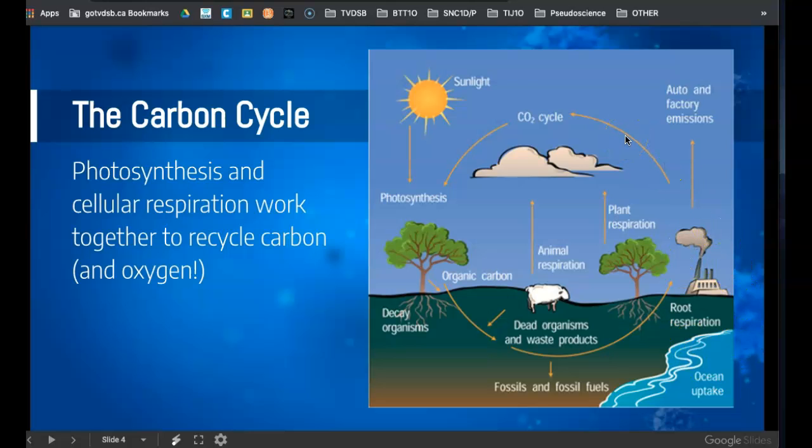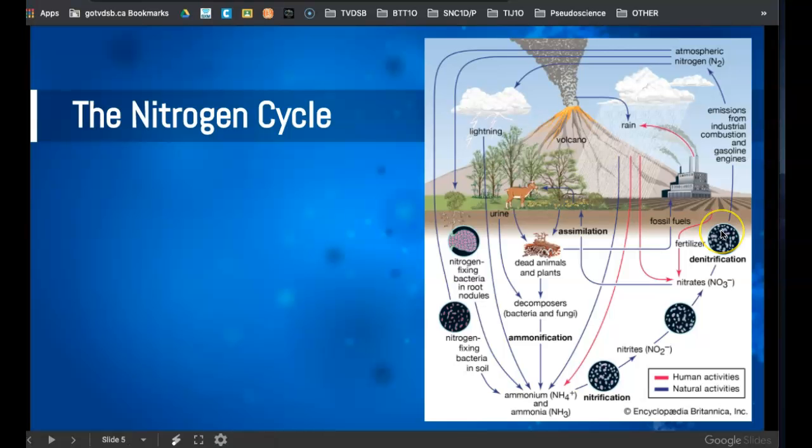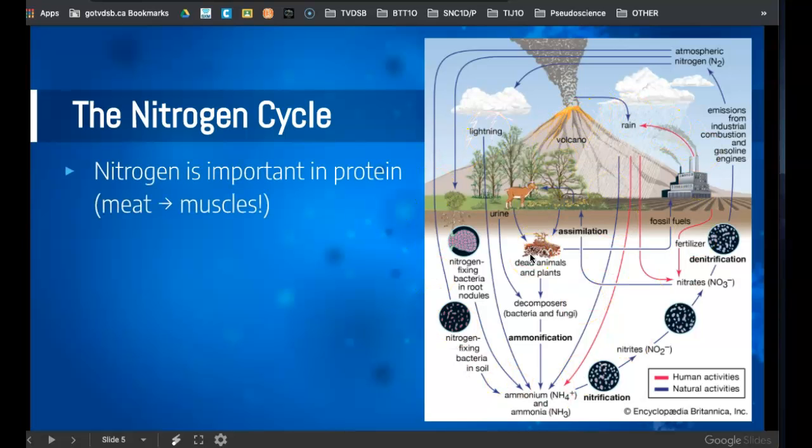And next year, when you take grade 10 science, you'll go into a little bit of climate change, and this will become important for it. All right, so that's the carbon cycle. The next one is what's called the nitrogen cycle. Now, I understand there's a lot going on here. We're only going to look at a couple little small parts to it. All right, so the nitrogen cycle.